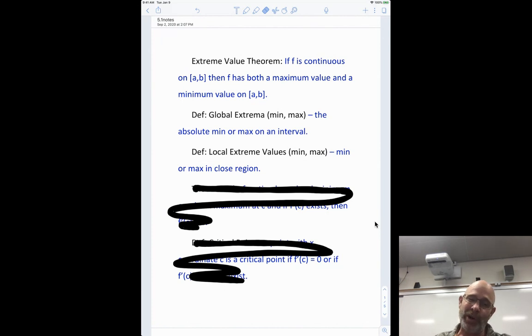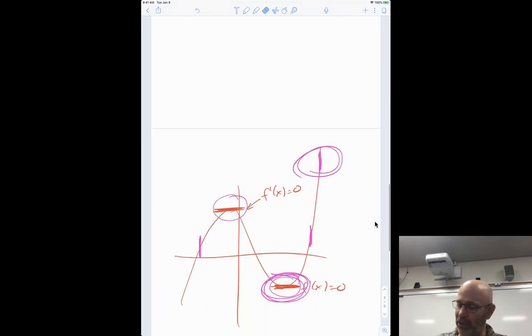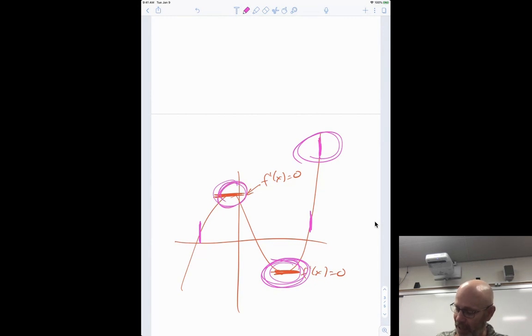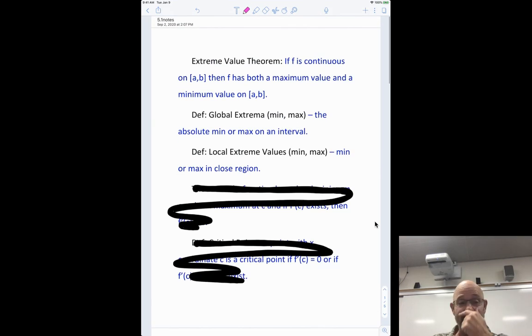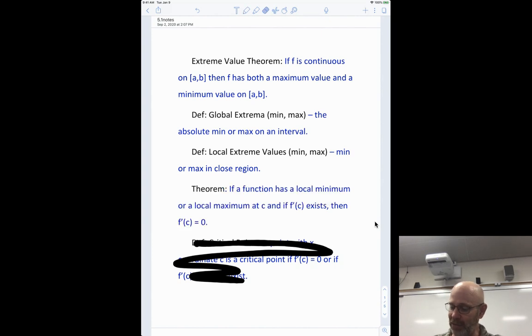Local is a kind of weird, vague definition. It's just the minimum or maximum point in a close region. And how close? Just these points right here. Any turning point would be a local extreme point. It's the highest or the lowest point in its little neighborhood. When we say neighborhood, we mean really, really close. So if it went like this, these would all be local maxes. These would all be local mins, just the highest or lowest point nearby. We're going to ask for locals as well as globals, and we'll talk about how to find those in just a second.